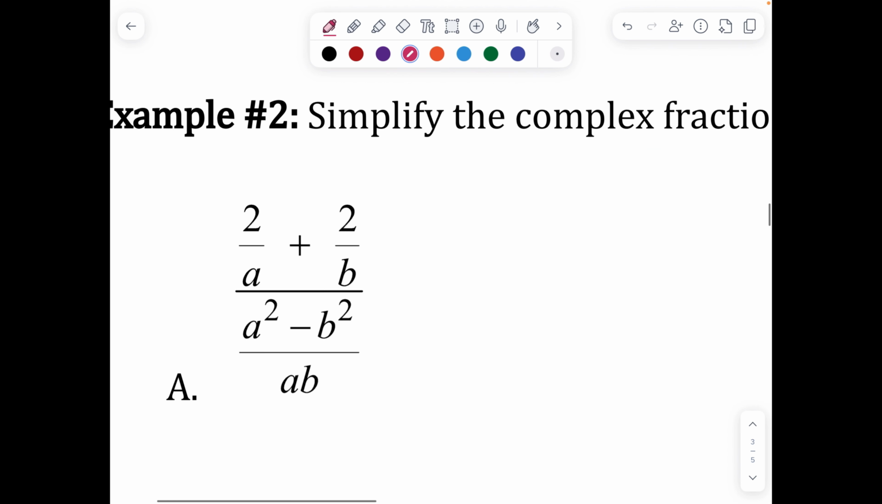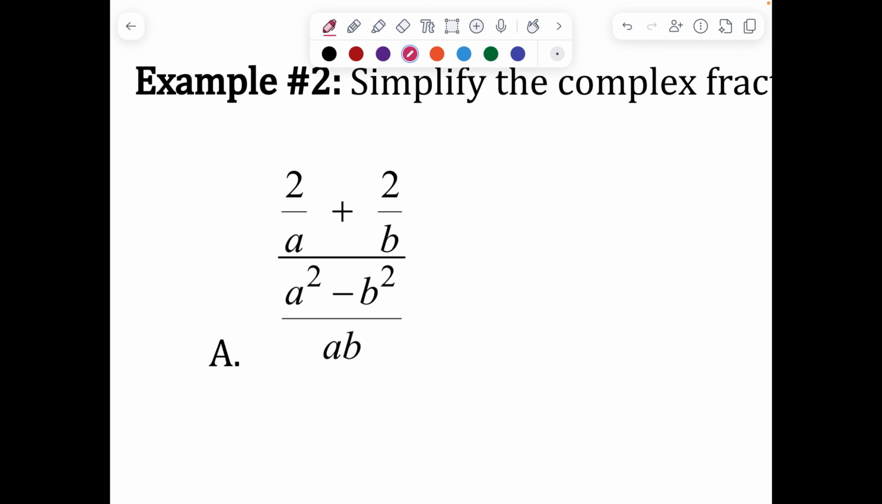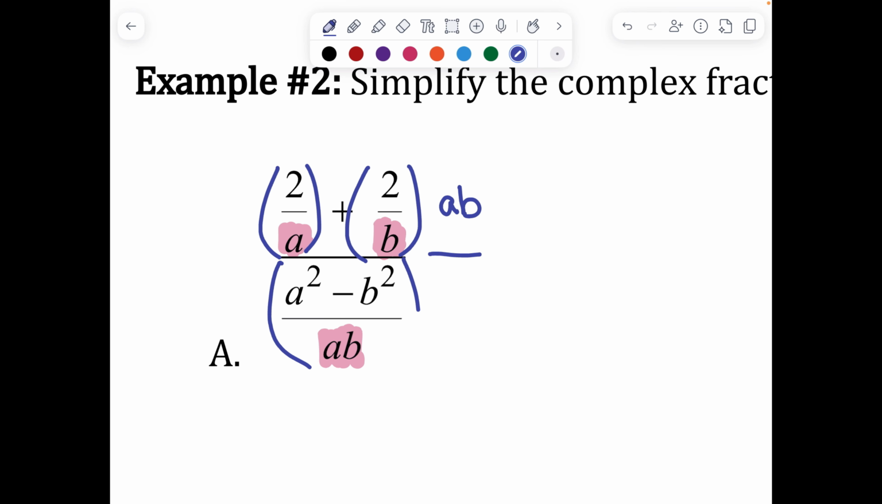Okay, let's look at this complex fraction. So we have 2 over a plus 2 over b over a squared minus b squared all over ab. So when we're looking for a least common denominator, we need to look at the denominator of a, the denominator of b, and the denominator of ab. So this tells me that I'm going to want to go ahead and use ab to multiply all these smaller fractions by. So I'm going to multiply this numerator by ab, and I'm multiplying this denominator also by ab.